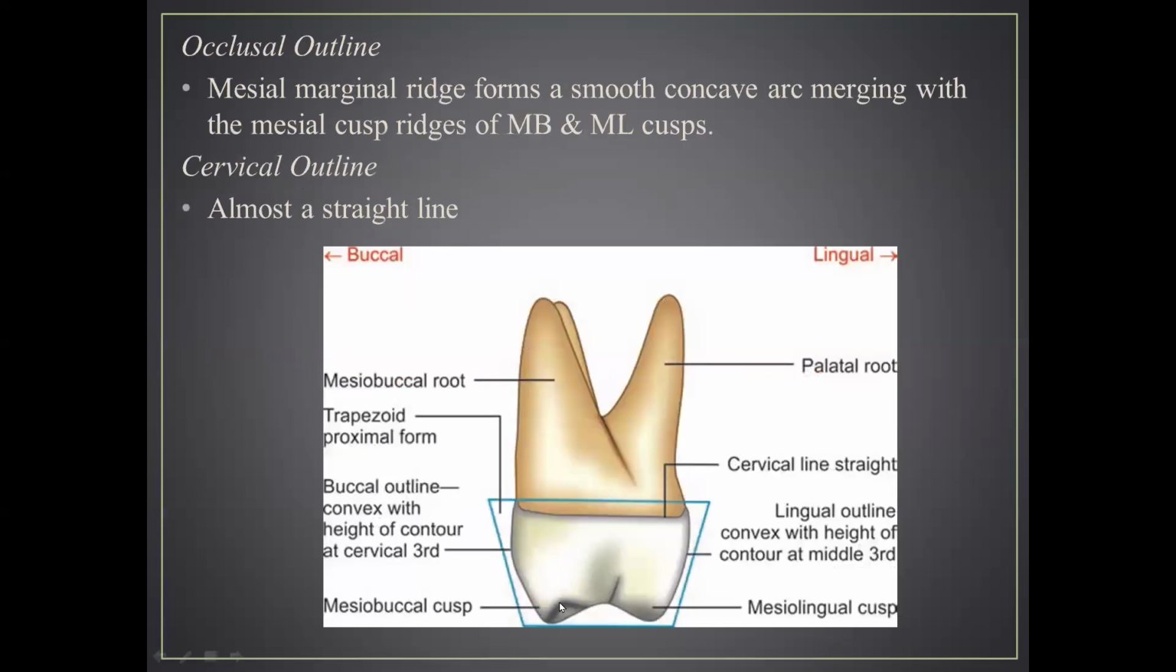The next is the occlusal outline. In the occlusal outline, you can see the mesial marginal ridge, which is comparatively smooth and concave, merging with your mesiocuspal ridges of the mesiobuccal cusp and the mesiolingual cusp. Cervical line is almost a straight line.